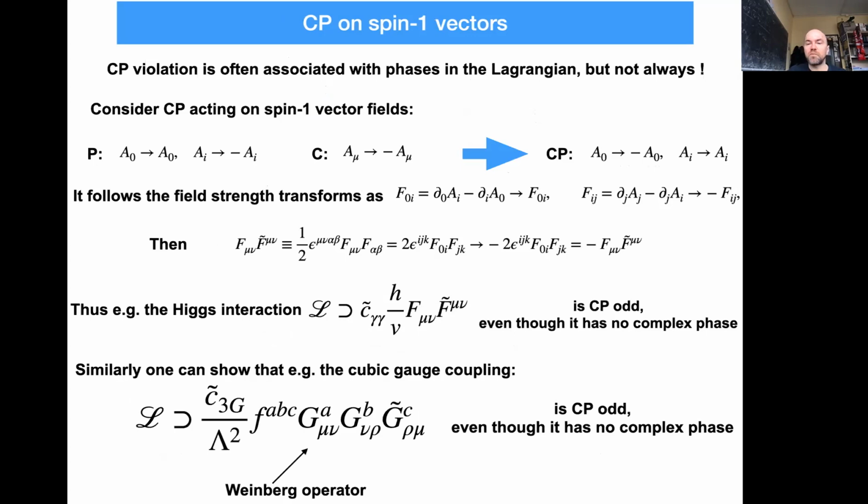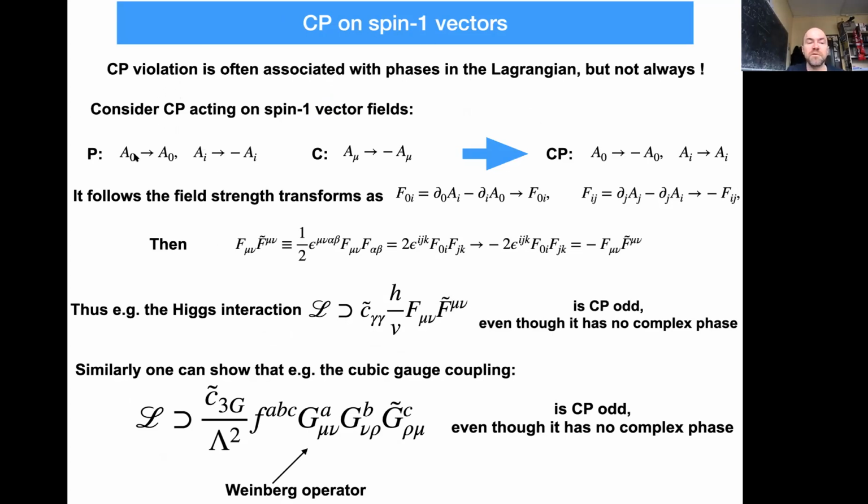Let me go to one more example, which is also relevant to us. What about spin-1 vectors? For the spin-1 vectors, the situation is a little bit different. Actually, CP is not related to complex couplings, at least not in the usual Lagrangian formulation. So, what is the action of parity on a spin-1 vector?